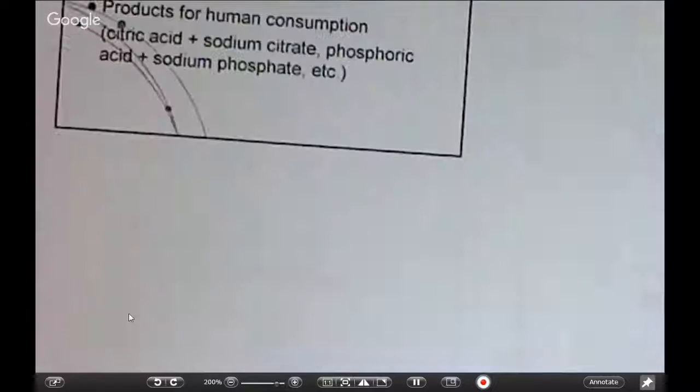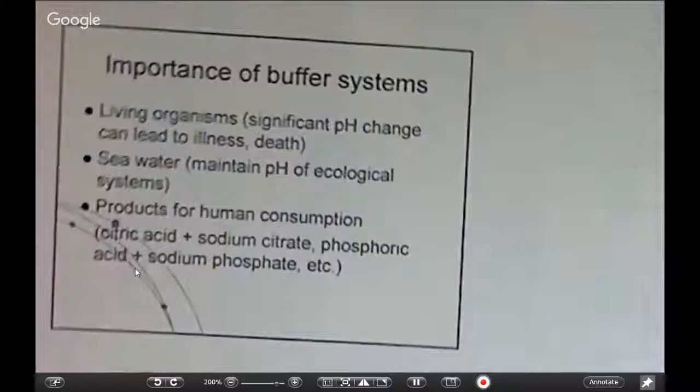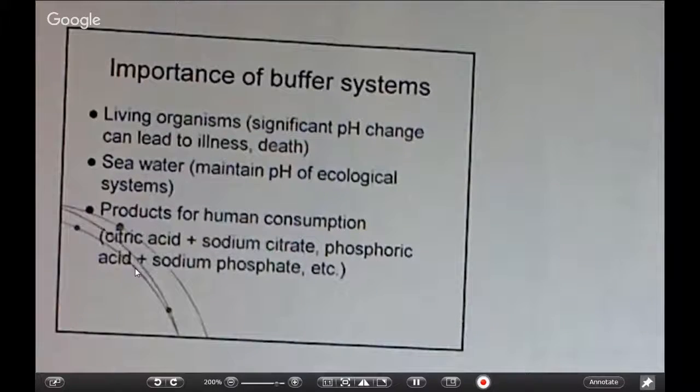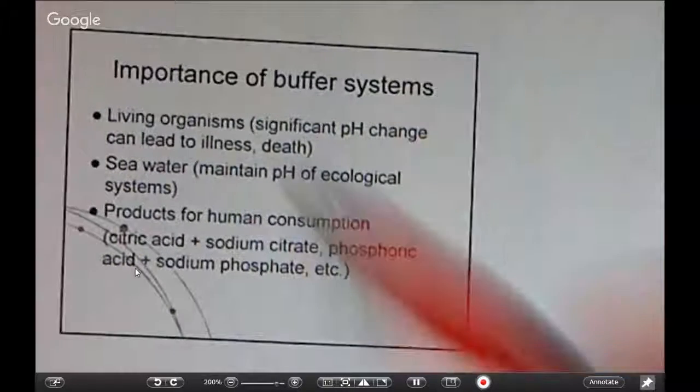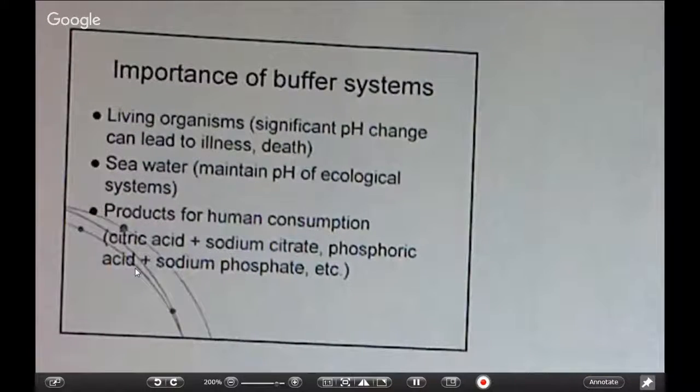Okay, the last slide that we have for this unit ever, the importance of buffer systems. So where are they useful? We see it in living organisms like blood. In our bodies, we have buffer systems in place because if you undergo acidosis or alkalosis, that would suggest that our blood pH is either too acidic or too basic, and that can lead to illness and death.